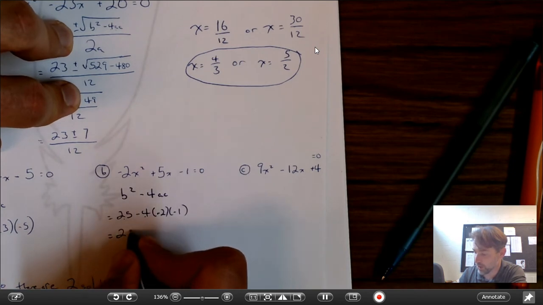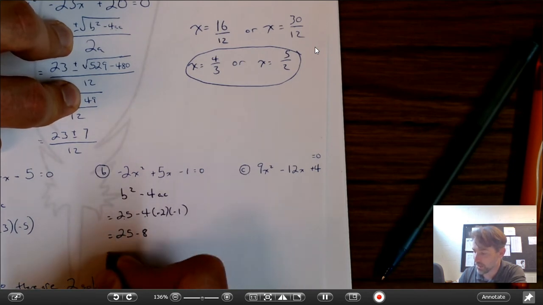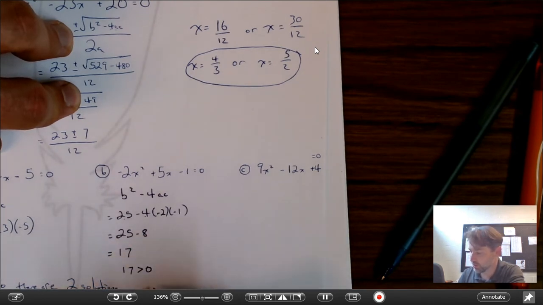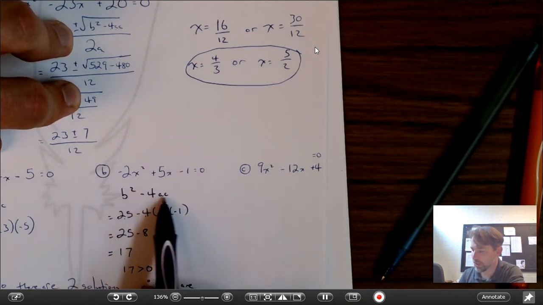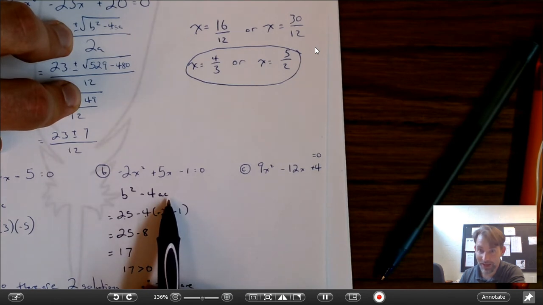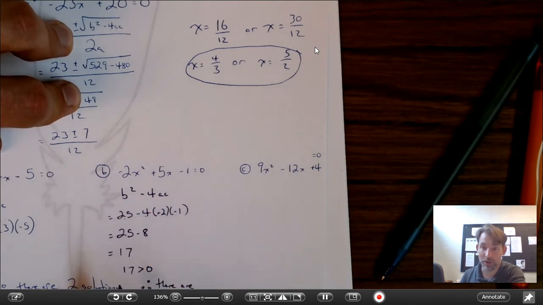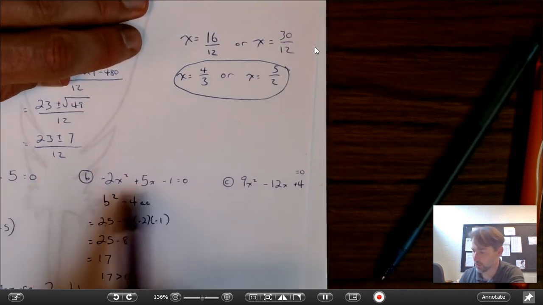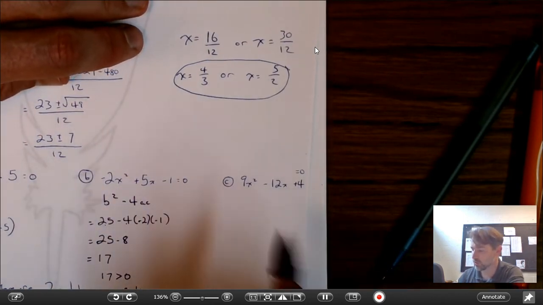So this is 25 minus 8. That's still a positive number. That is 17. 17 is also greater than 0. So therefore, there are 2 solutions. Basically, if your negative 4ac is big and negative and bigger than b squared, then you will have no solutions to that equation. This one has 2. There's 2 values of x that make that true.